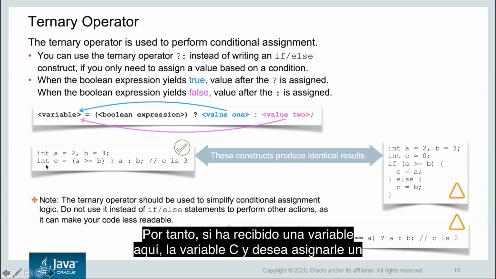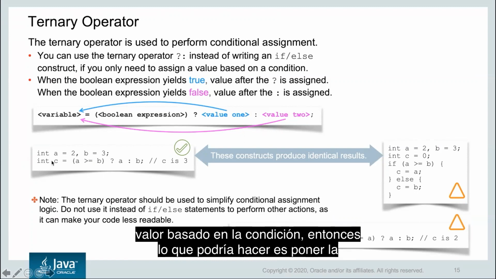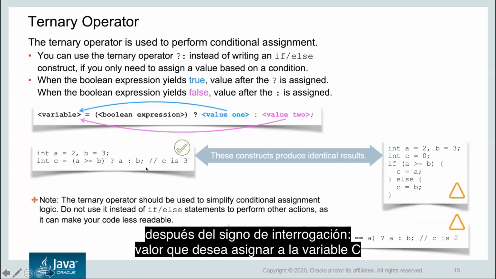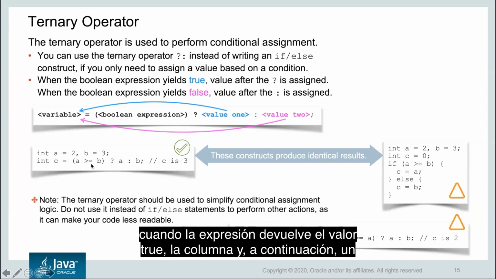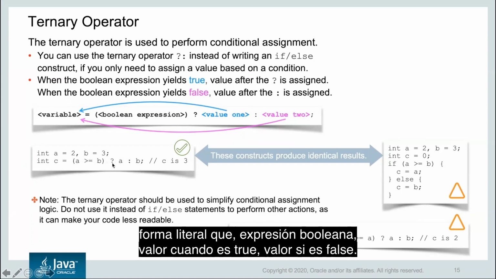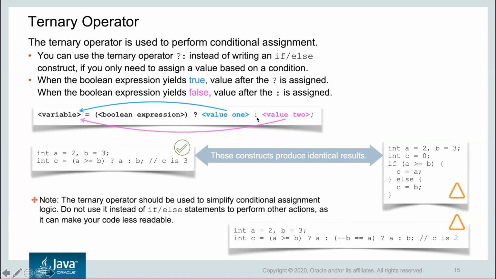So if you've got a variable C, and I want to assign to it based on a condition, then what I could do is put the condition around that here. Then a question mark, then the value that you want to assign to variable C when that expression means true. Then a colon, and then a value you want to assign to variable C when that expression means false. So literally that: expression, value if true, value if false.